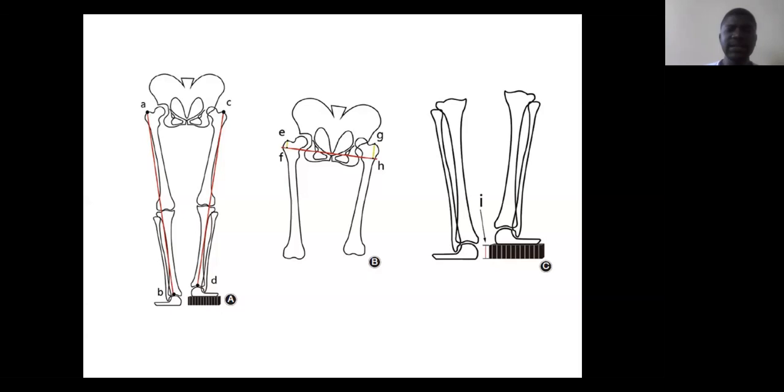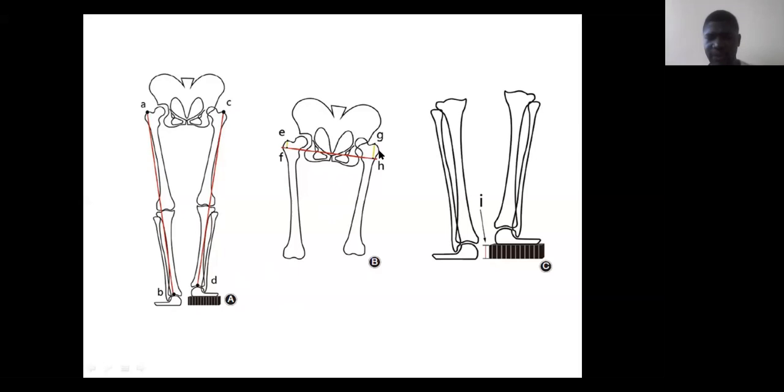the leg length discrepancy. So in diagram A, the bony leg length discrepancy is shown by differences in the true length from A to B minus C to D. Then in B, showing a functional, an anatomical leg length discrepancy, we're using anatomical landmarks to measure the leg length discrepancy. So it would be EF minus GH, that will give us the leg length discrepancy.